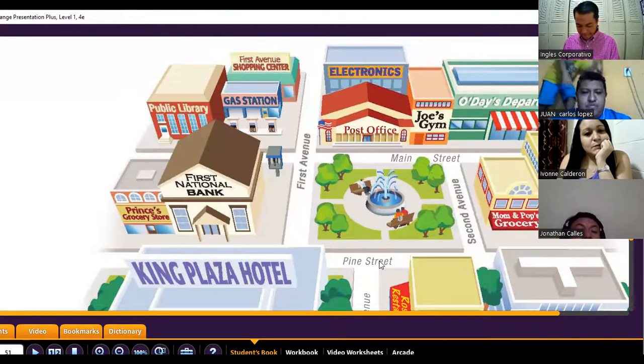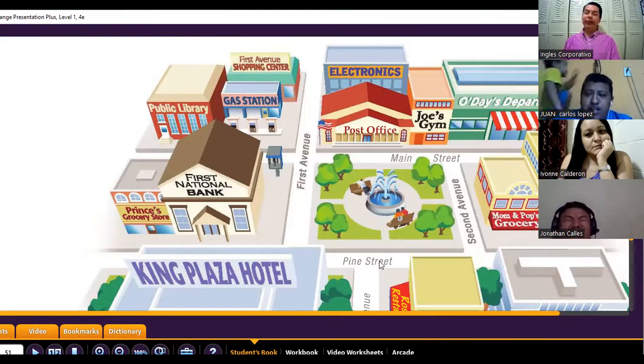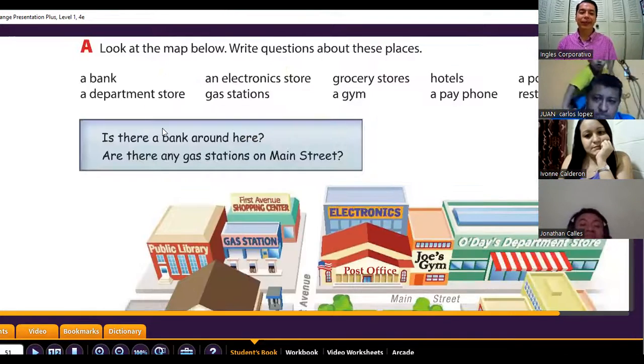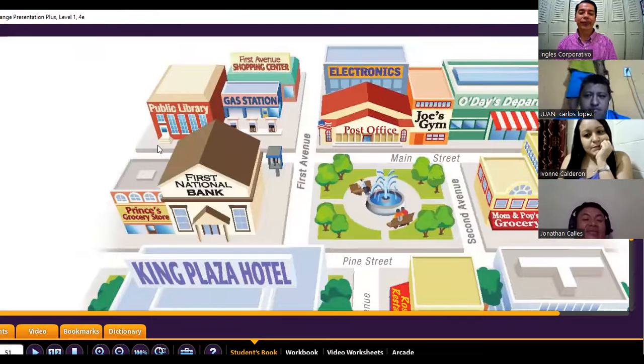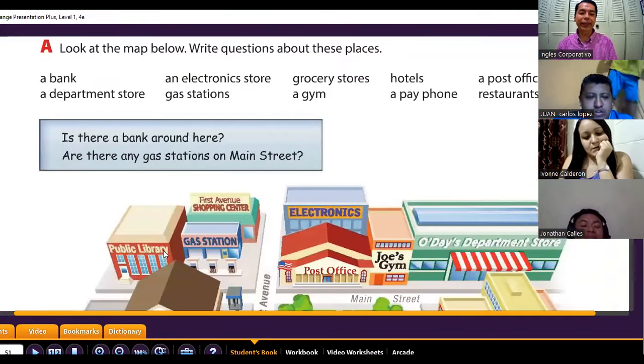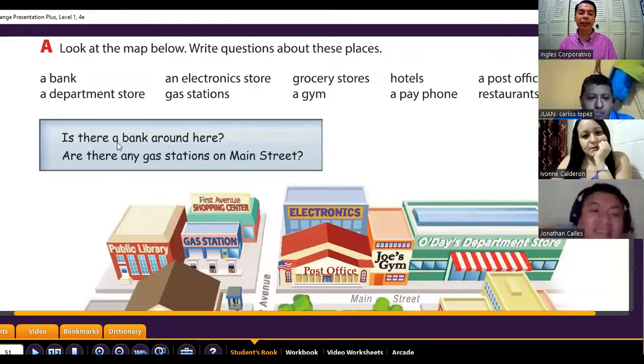Deborah, Lupita. Alessandro no está todavía. No, Alessandro le está fallando el internet. Avi, Jonathan. Okay, good. Sí. Jonathan. Y este. ¿Cómo era, teacher? Is there. Aquí está, mire. Is there. ¿Va a ser en singular o plural, Edwin? Singular. Singular, okay.